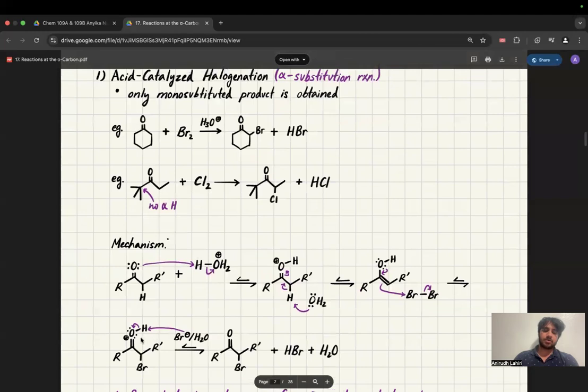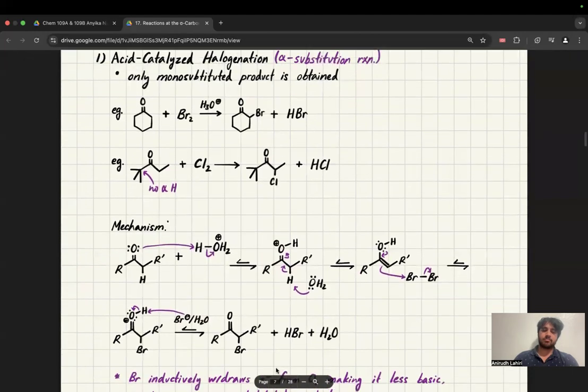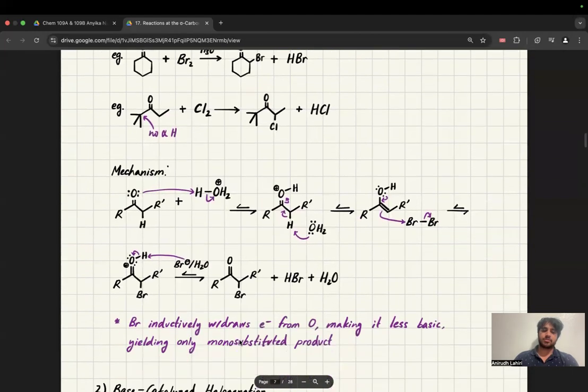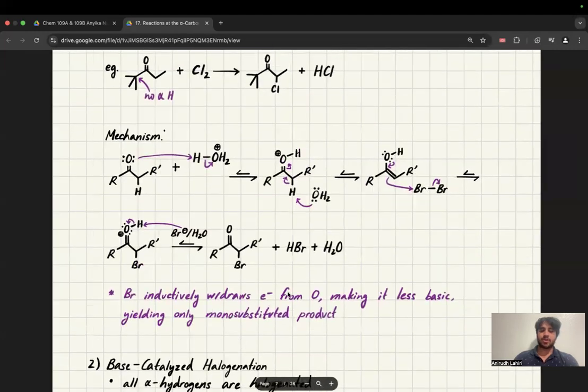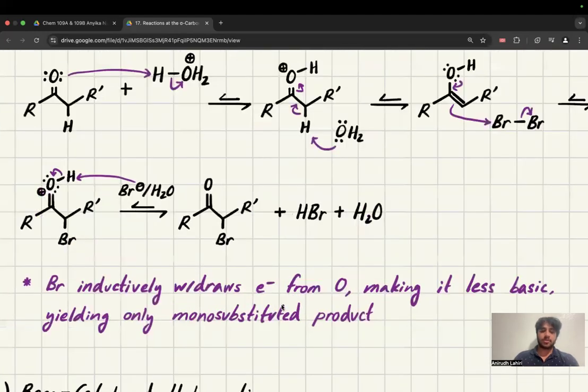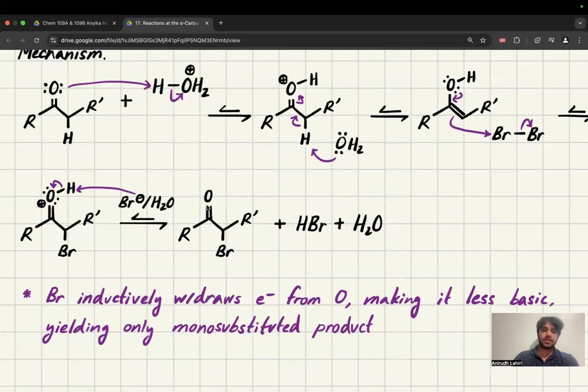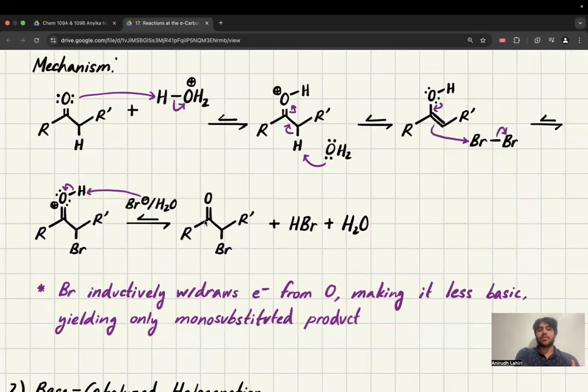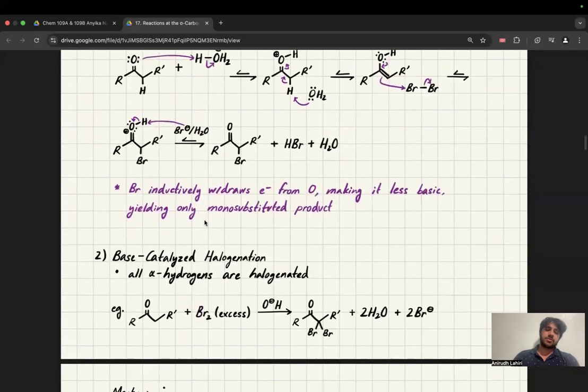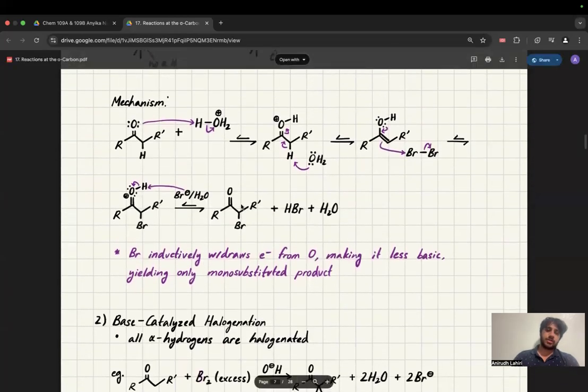So finally, deprotonation step, we get our Br at the alpha position. Br is inductively withdrawing electron density from the oxygen, which actually makes it less basic. This oxygen, remember, needs to grab a proton from here, which makes this an electrophilic site. When we install the Br there, it makes it less basic and unable to do this. So that's why we only get a monohalogenated product.